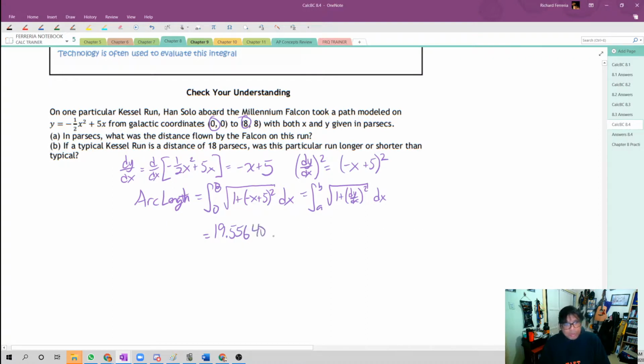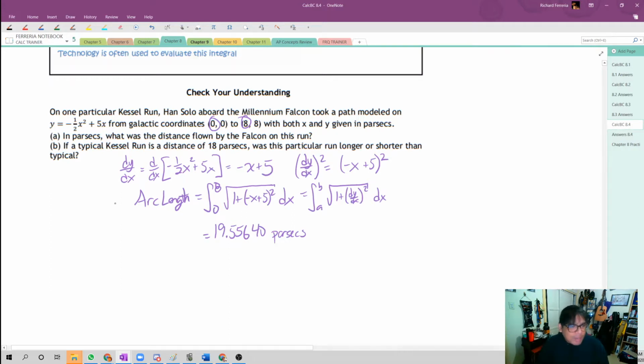Chuck that into your calculator, and you should get 19.55640 parsecs, which, I don't know, good, bad, who knows. I also realized this is the same problem that we had just done earlier, so it's kind of funny that I finished the problem beforehand.